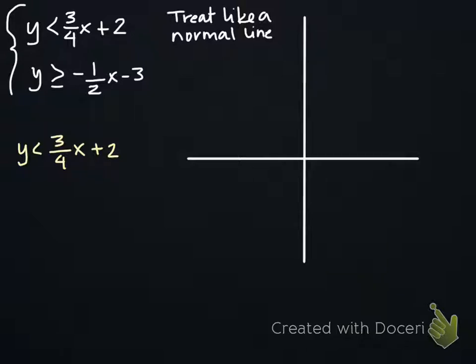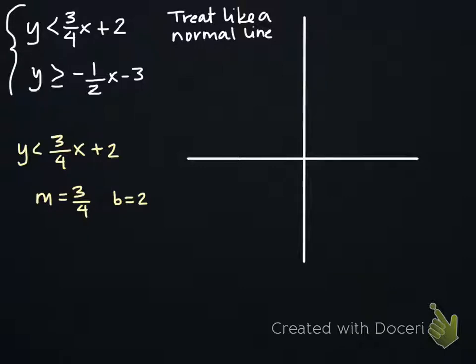And we're going to look at our regular form, like y equals mx plus b. So in this case, our slope is whatever number is in front of the x, so that's our 3 over 4. Our intercept is a positive 2. So that's normal. We've been doing this for a while, so that's nothing new.